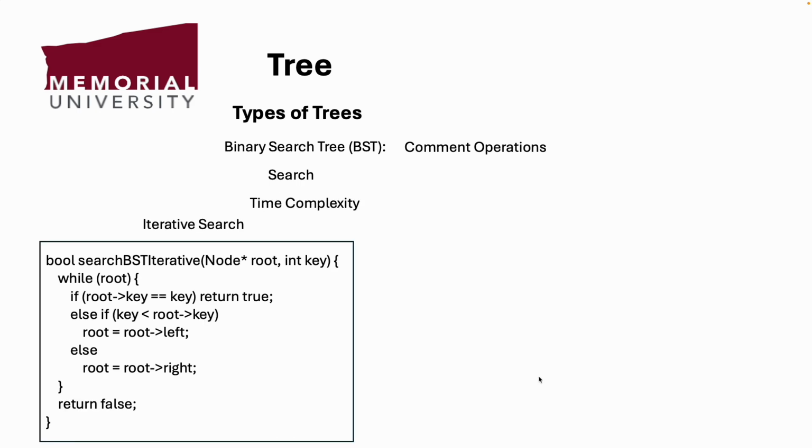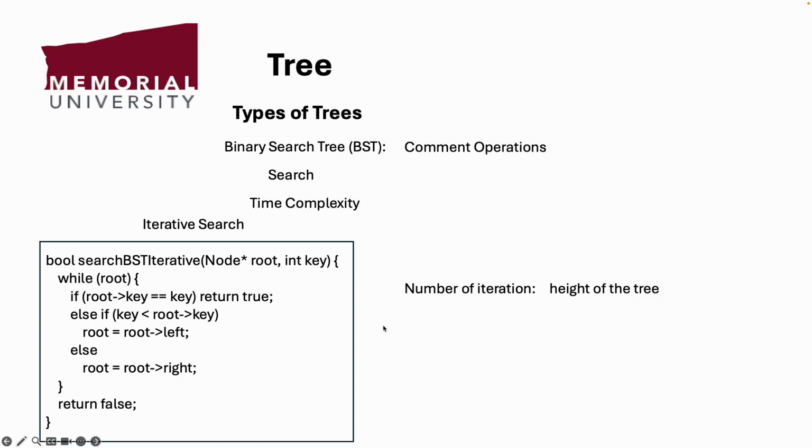Now let's look at the iterative search. Let's look at this code. The number of iterations, the number of the while loop, is based on what? Actually, based on the height of the tree.